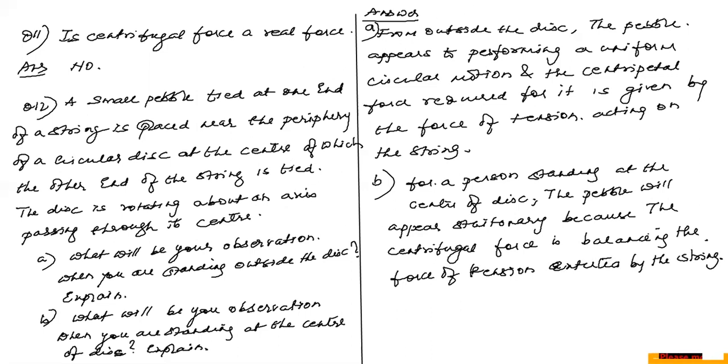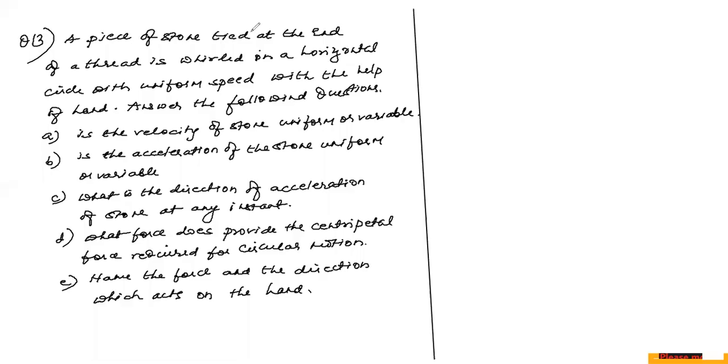Now we go to question number 13. A piece of stone tied at the end of a thread is whirled in a horizontal circle with a uniform speed with the help of a hand. Answer the following questions. Let me say again, a piece of stone is tied at one end of a thread, and the stone is whirled in a horizontal circle with the help of your hand. Got it? A part: is the velocity of the stone uniform or variable?